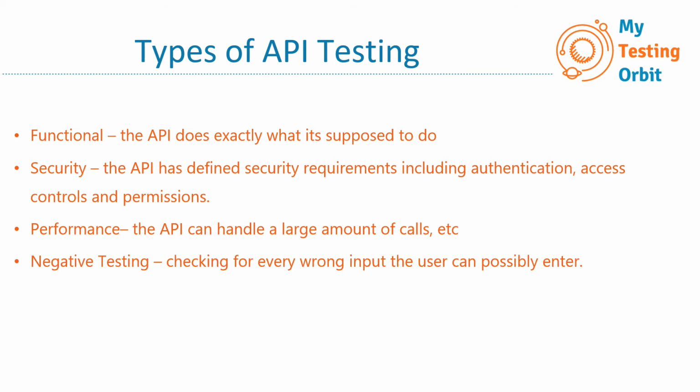Then we have negative testing, which is like checking for every wrong input the user can possibly enter. So we can check the API's reactions to failures or unexpected inputs.